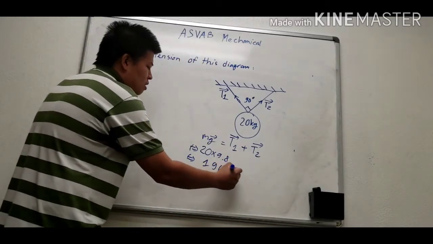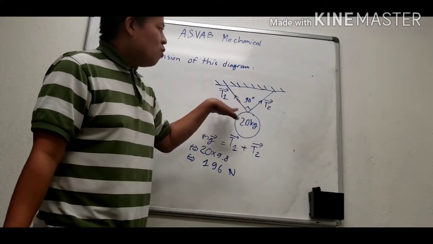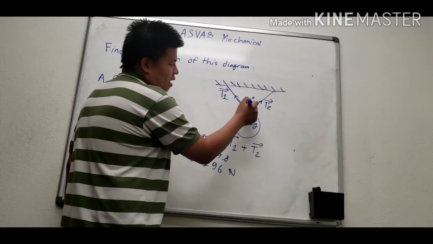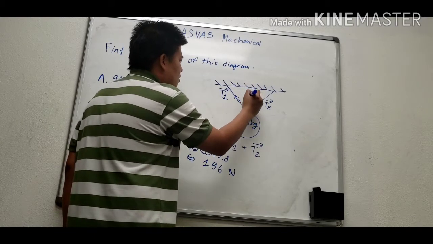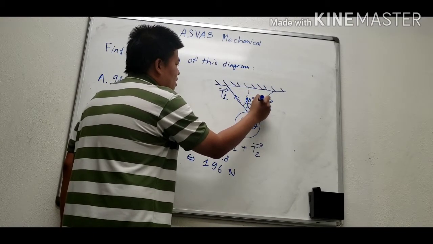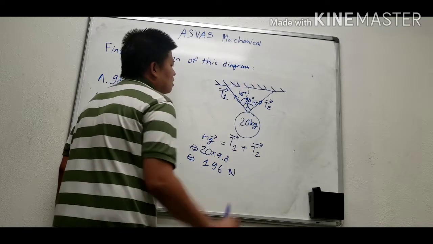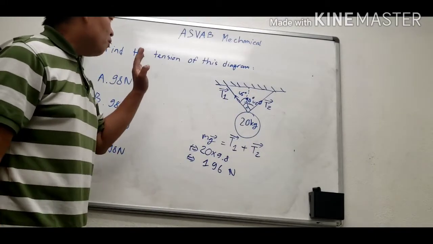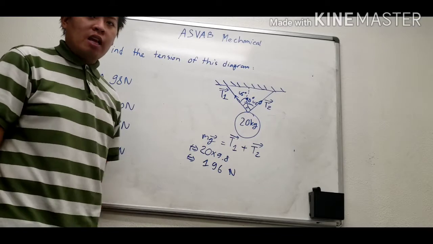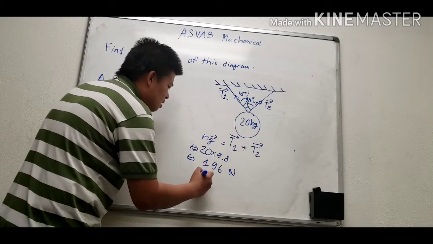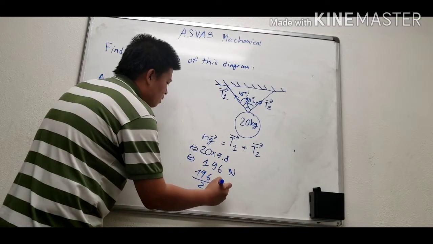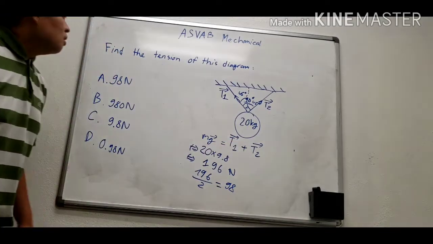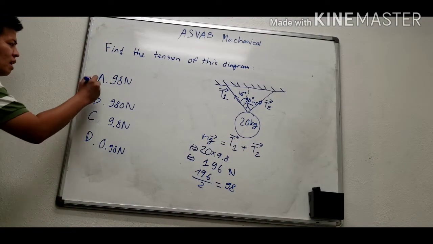We have 196 Newton, but in here they divide it between both sides, T1 and T2, and you know that if they put the same in the 90 degrees, it means they are 45 degrees on both sides. Therefore, if they have the same degree on both sides, it means the tension of T1 and T2 are the same too. So we just do 196 divided by 2, we got 98 for each of T1 and T2. So the answer for the question in here is A.